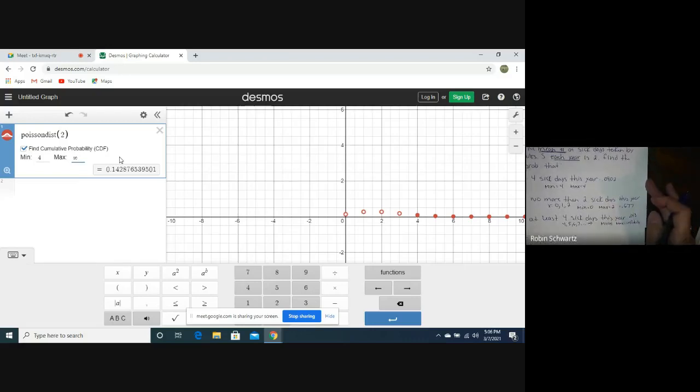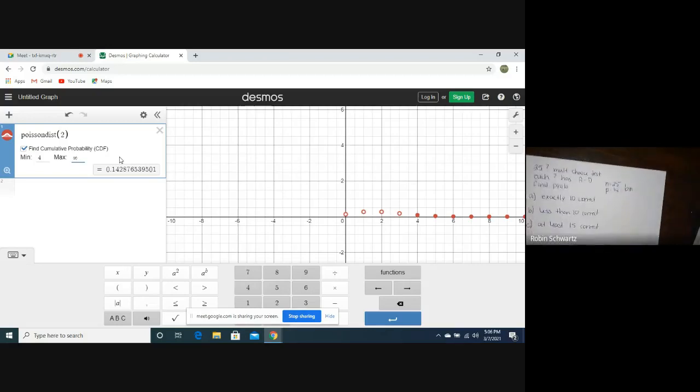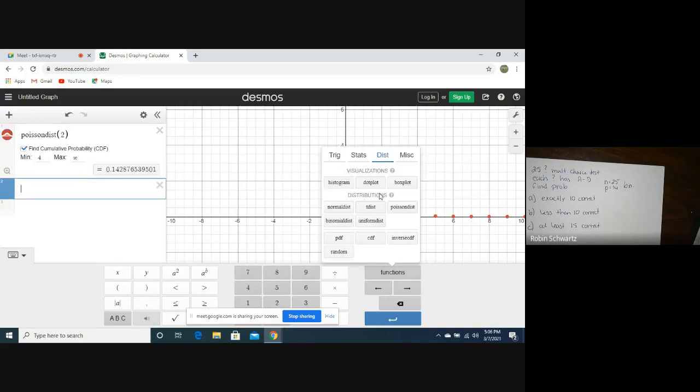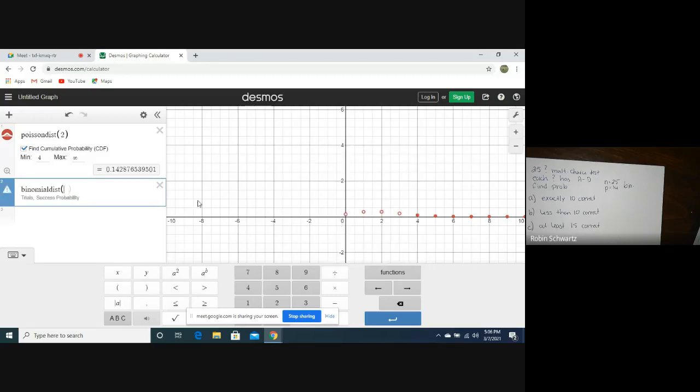Okay, switching to number 2, which is the binomial, which is also on Desmos. I'll open up another one here. Go to functions, distributions, and we got binomial distribution. Here, it shows you right below, it wants the trials and the success probability separated by a comma. So on this one, we're doing 25 trials. Probability of success is 1/4 or 0.25. You can put either one in there.